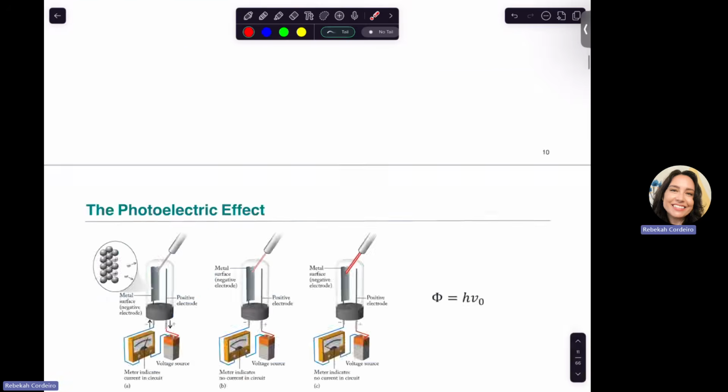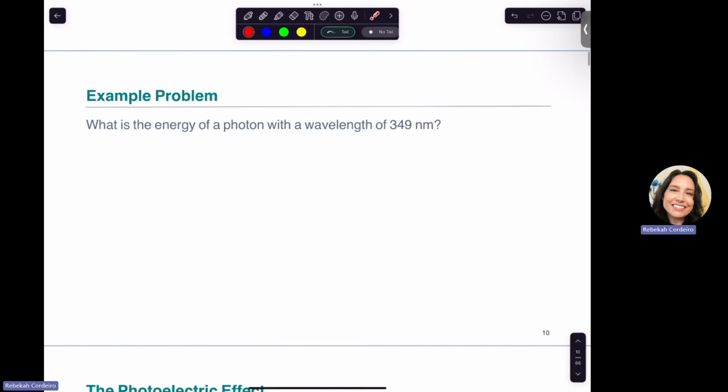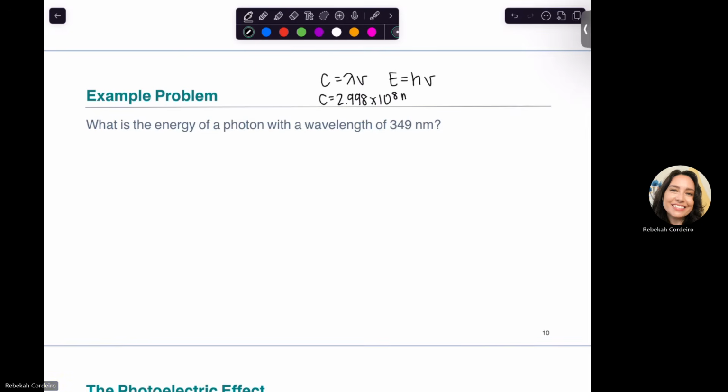So we're going to do an example problem. What is the energy of a photon with a wavelength of 349? So if I give you the formulas one more time and have you pause the video, try to solve this. Let me give you the constants as well. The constants are actually on your periodic table equation sheet, but you have to memorize the formulas. But the constants are given to you, but I'll write them here. So wait to pause for just a second until I write them out.